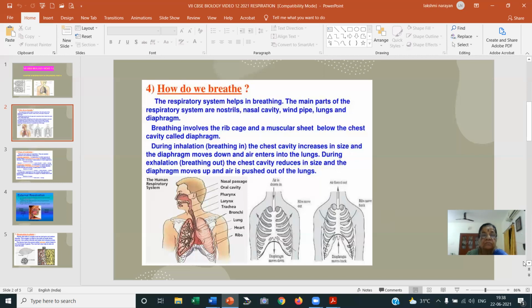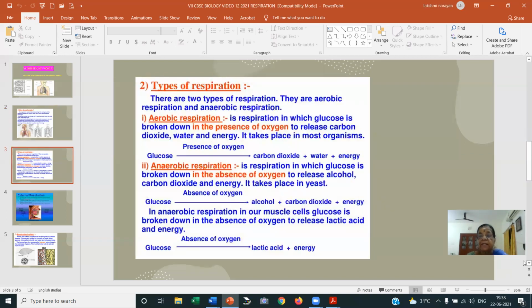Next one, types of respiration, which you studied in video number 11. There are 2 types of respiration: aerobic respiration and anaerobic respiration. Aerobic respiration is that in which glucose is broken down in the presence of oxygen. That is very important. Glucose is broken down in the presence of oxygen to release carbon dioxide, water, and energy.